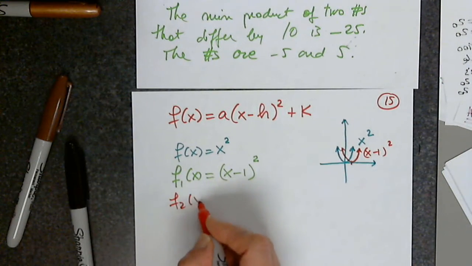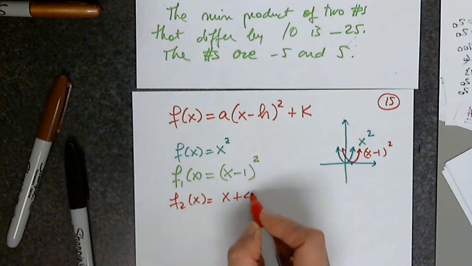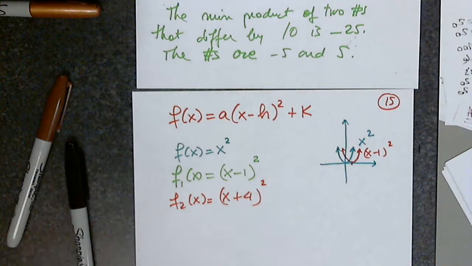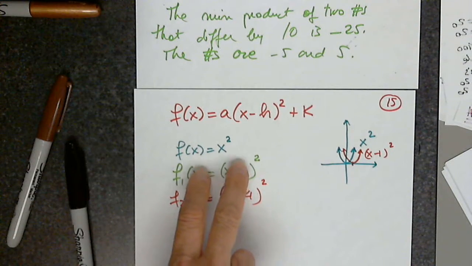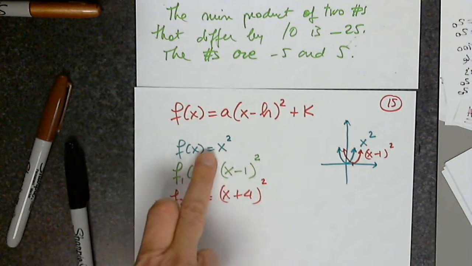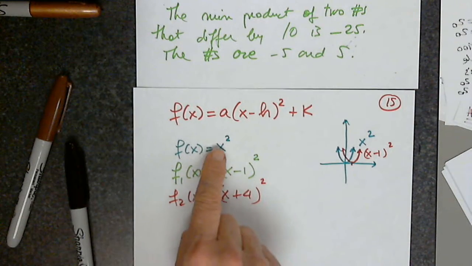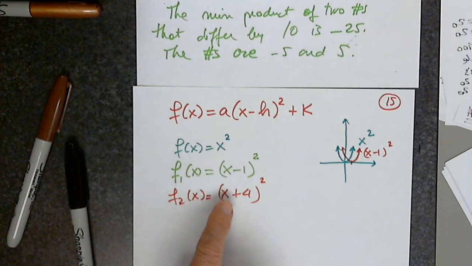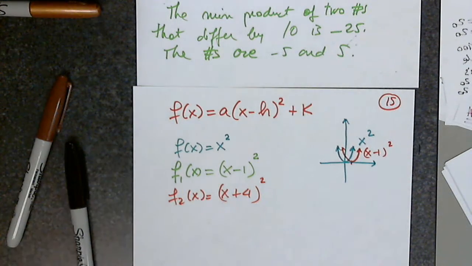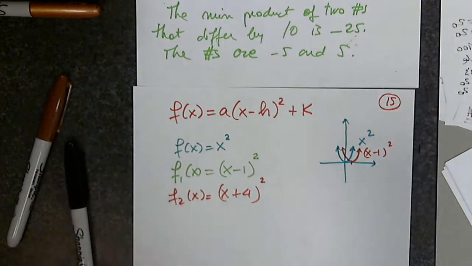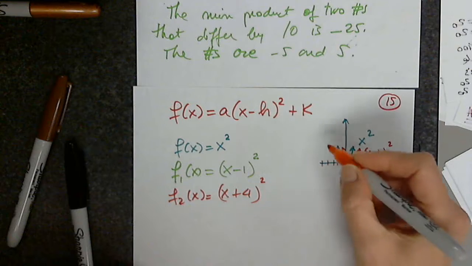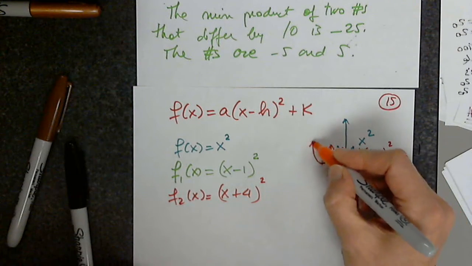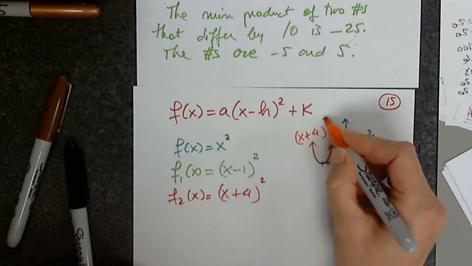What about f2? Let's say x plus 4, everything squared. Where will this graph go? Not in comparison to the green one, to this f1, but to the original function. So when I change x into x plus 4, where will I shift this graph horizontally to get this graph? To the left, how many? 4. Very good. So here it is. This is x plus 4 squared.